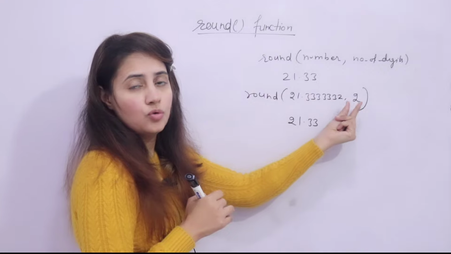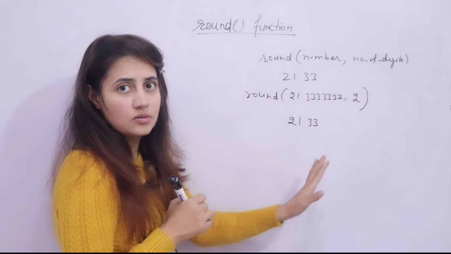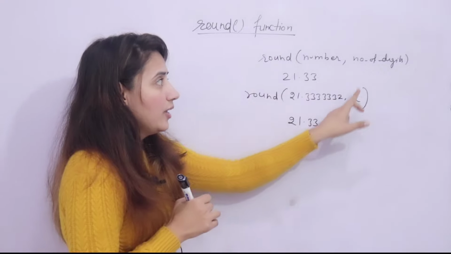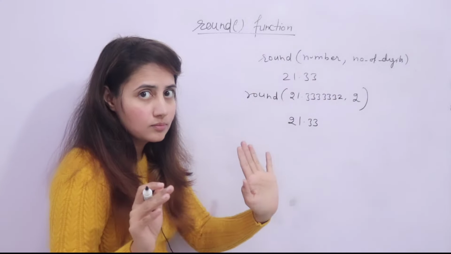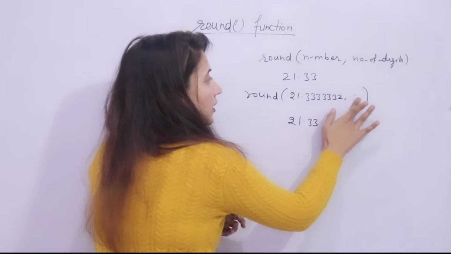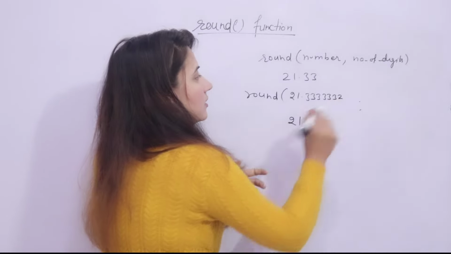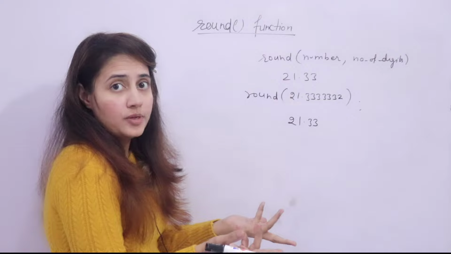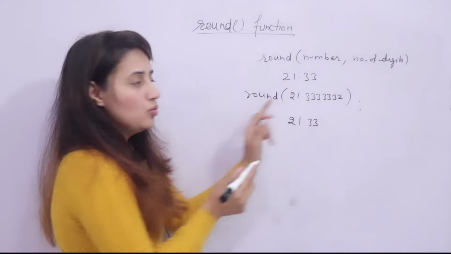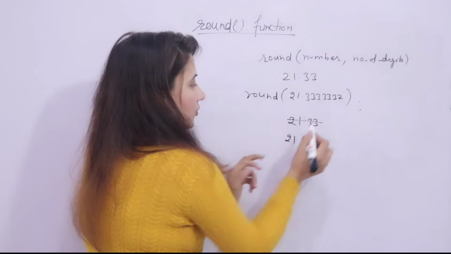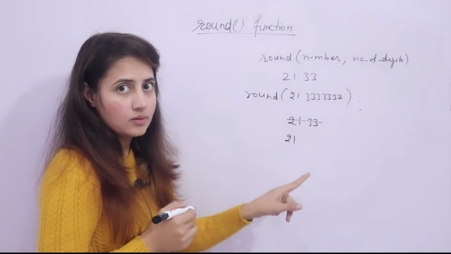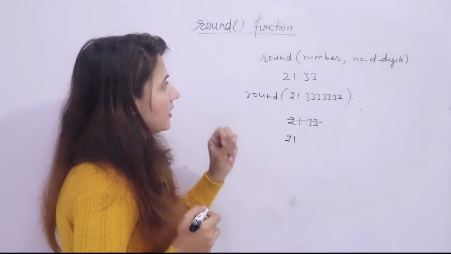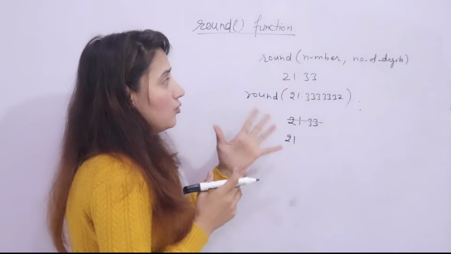The number of digits up to which you want to round off the number is completely optional. And this value of number of digits can be positive, 0 or negative, right? By default, if you don't give anything, it would be considered as 0. 0 means it will round off this number to 21 only. It will give the integer nearest to this number, right? So this is the general syntax of the round function.